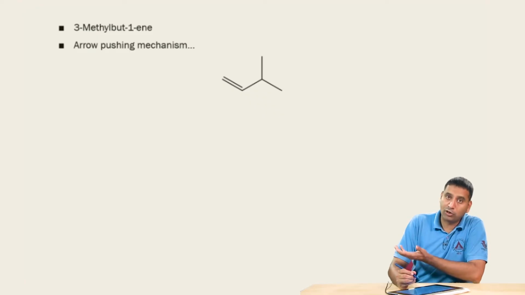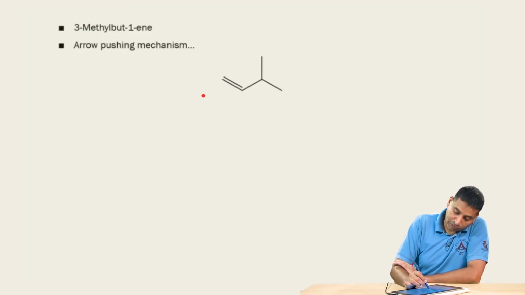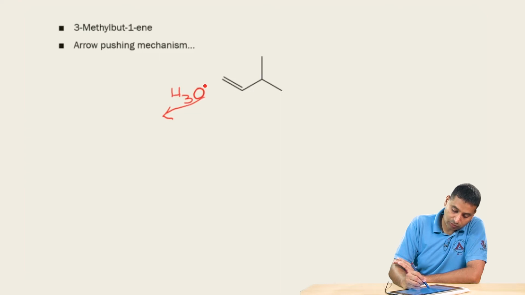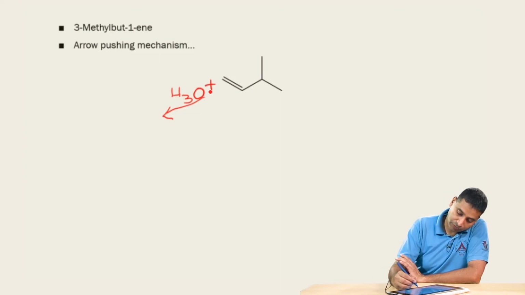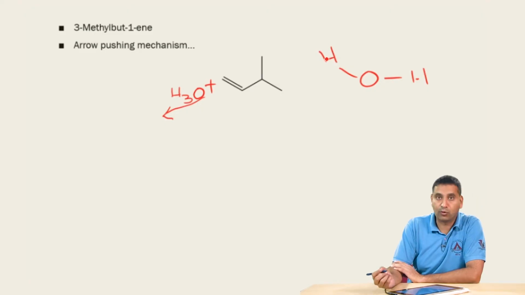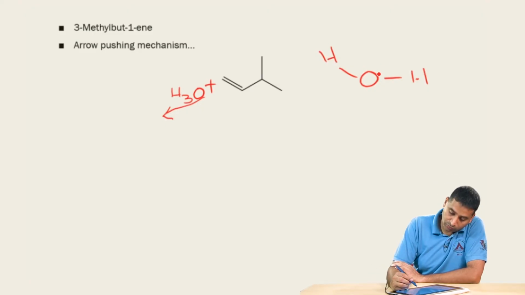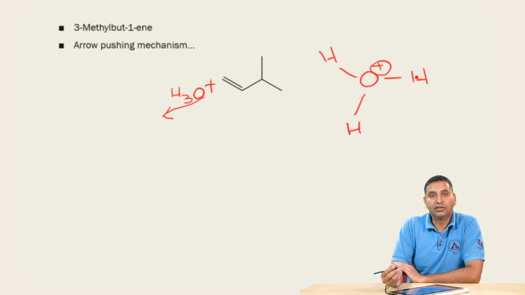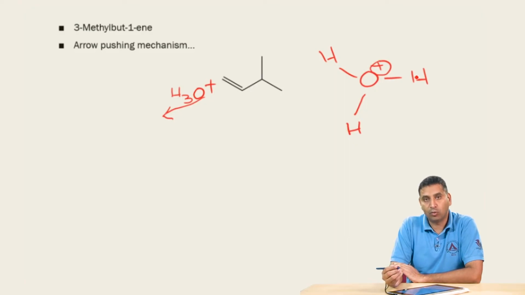Now, let us look at an arrow pushing mechanism. Since this is an acid catalyzed reaction, I would expect to have H3O plus in the medium. Just to draw out H3O plus, it is O, H, H, this is water, and water has two lone pairs, and one of the lone pairs is donated to H plus, and so you get H3O plus. So, this H3O plus is basically protonated water.